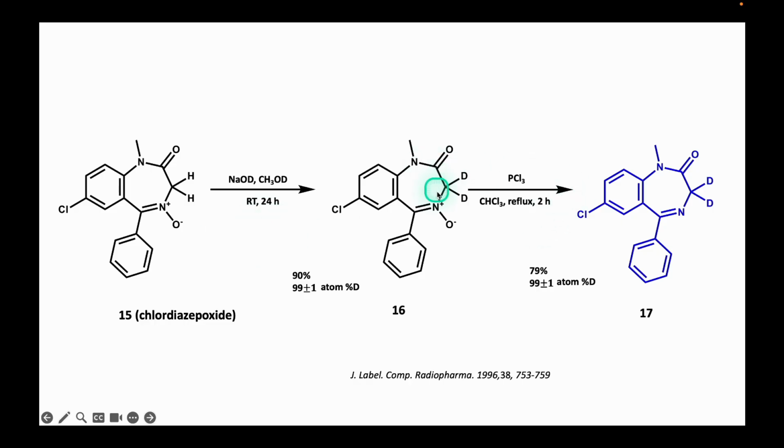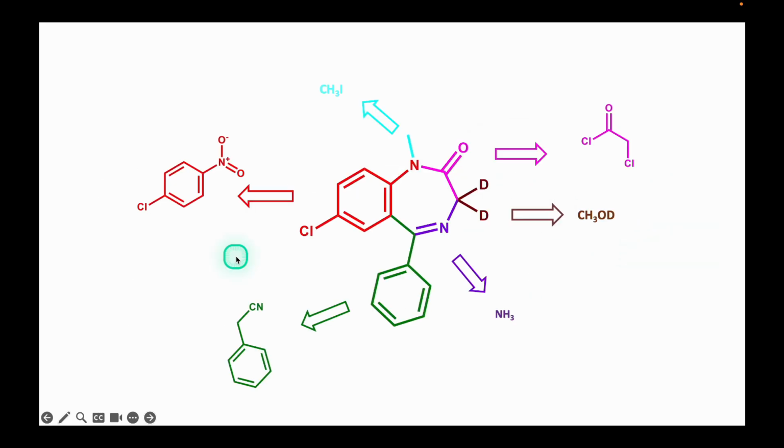Finally, the chemical reduction of the N-oxide group, utilizing phosphorus trichloride, generates the dideuterated diazepam, exhibiting an excellent deuterium incorporation. In summary, here are the main raw materials and their structural contribution. Thank you for your attention.